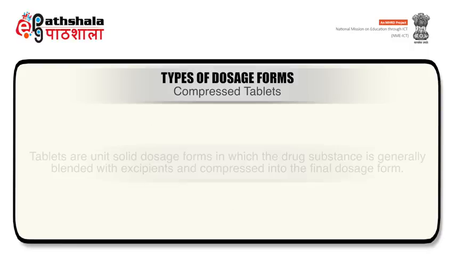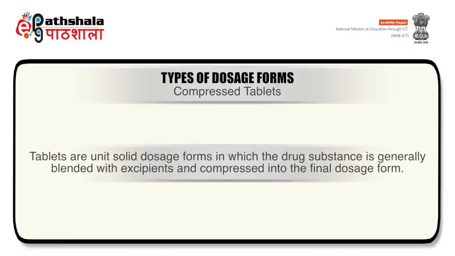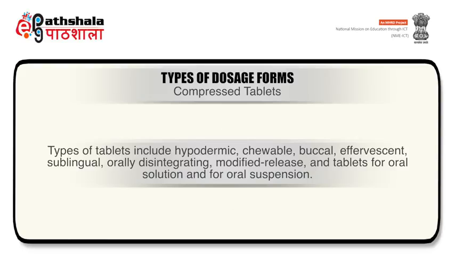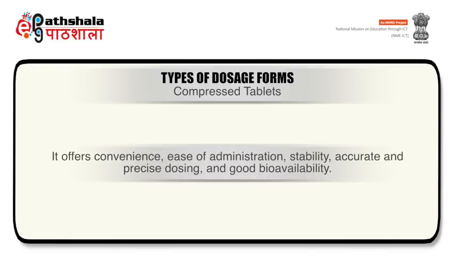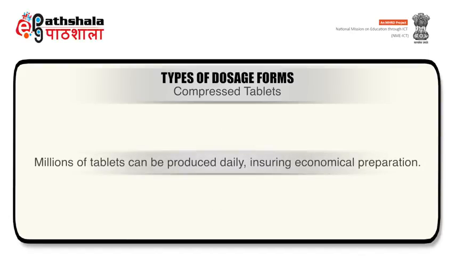Compressed tablets. Tablets are unit solid dosage forms in which the drug substance is generally blended with excipients and compressed into the final dosage form. Tablets include hypodermic, chewable, buccal, effervescent, sublingual, orally disintegrating, modified release, and tablets for oral solution and for oral suspension. The compressed tablet is the most popular dosage form. It offers convenience, ease of stability, accurate and precise dosing, and good bioavailability. Millions of tablets can be produced, ensuring economical preparation.